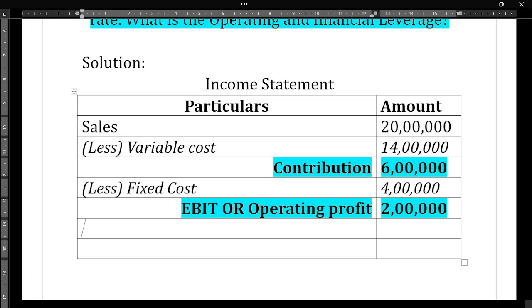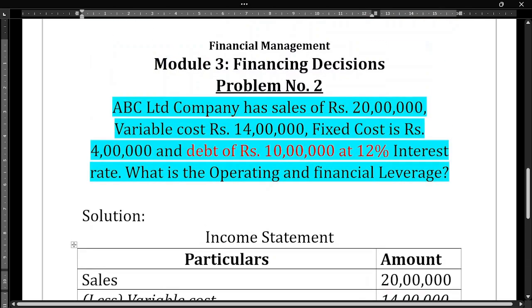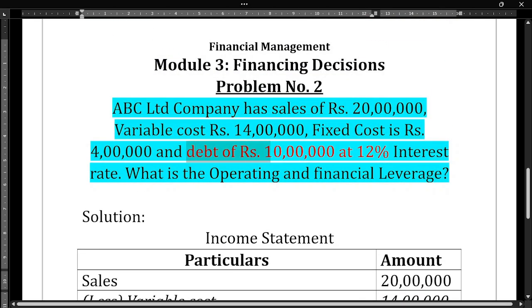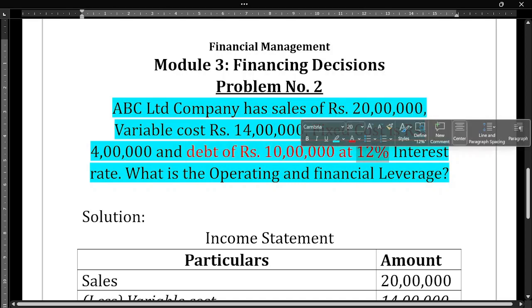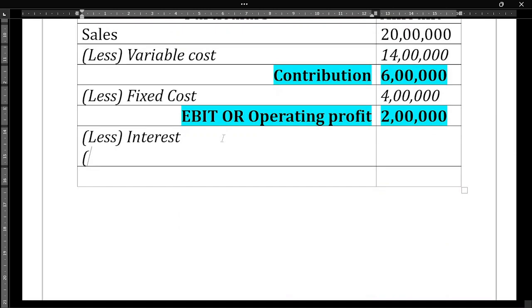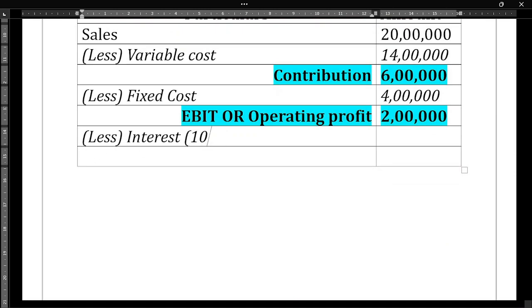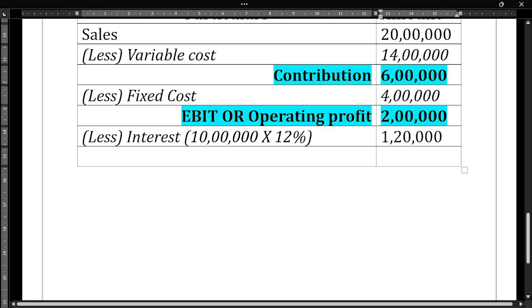Then from that we need to reduce interest. Now see here, how much is the debt capital? Debt capital is 10 lakh. On that we have to pay 12% interest. So 10 lakh into 12%, we will get 1,20,000. So we are giving 1,20,000 as interest.